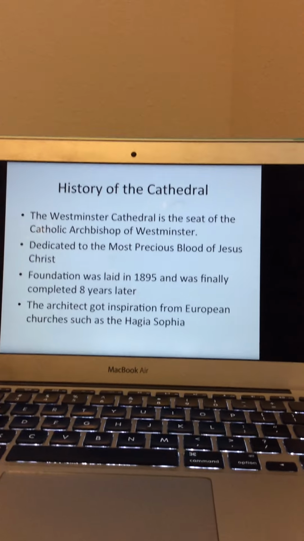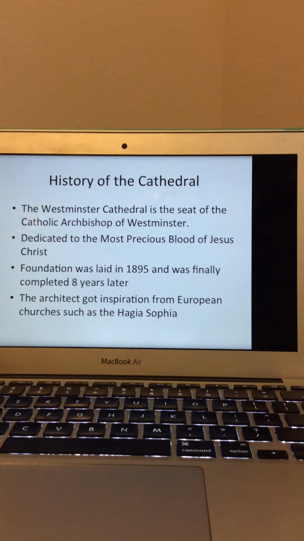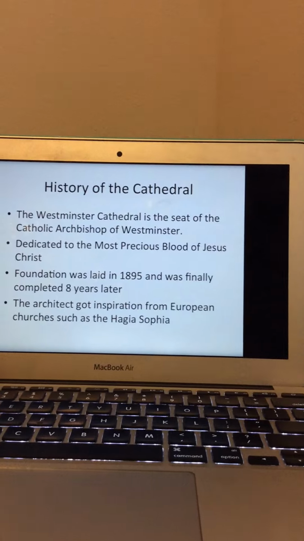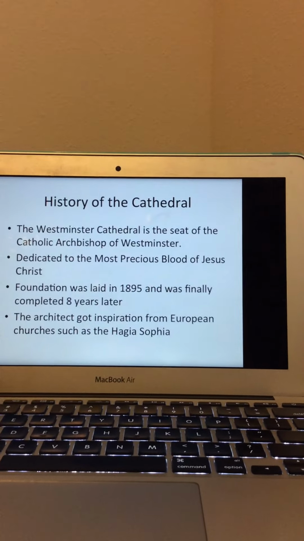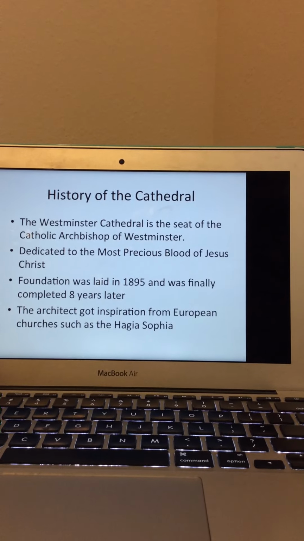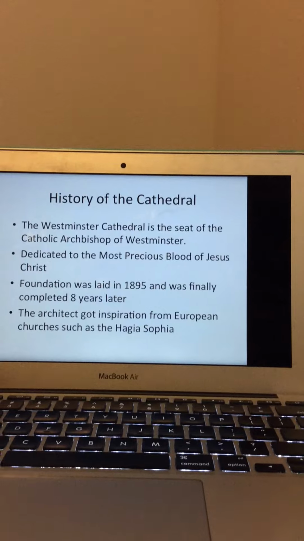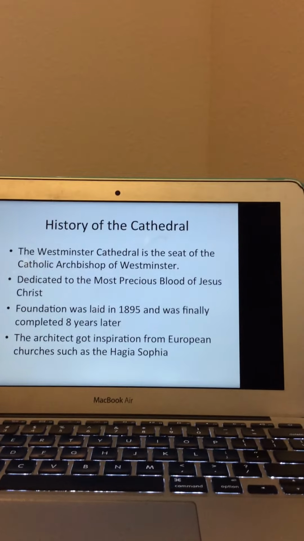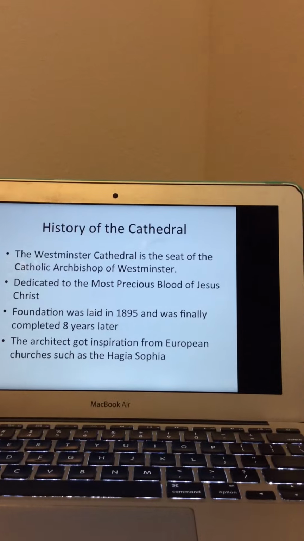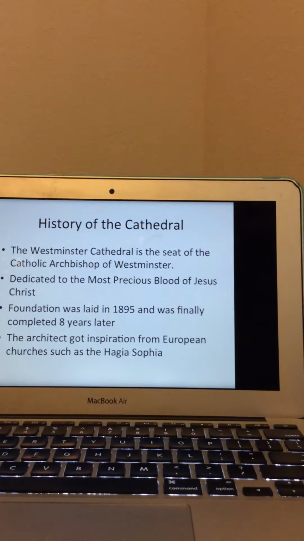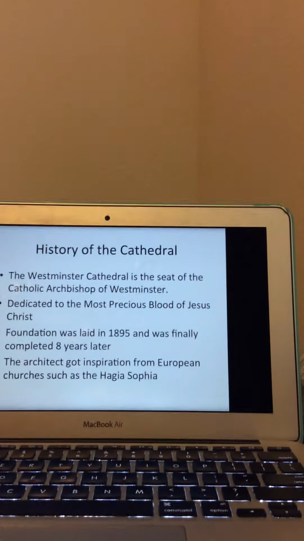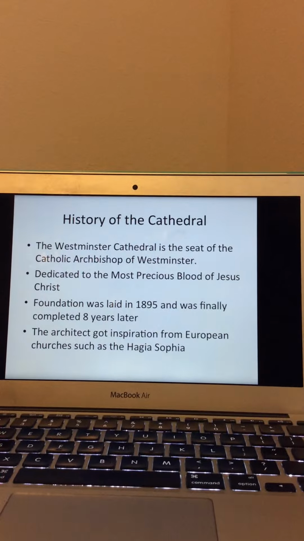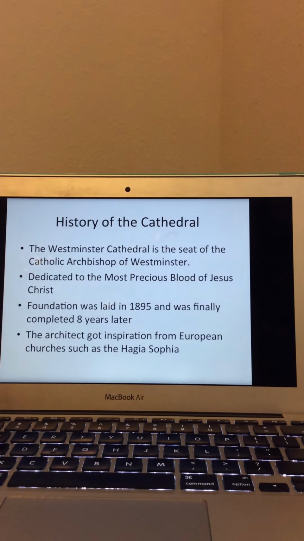The history of the cathedral is: the Westminster Cathedral is the seat of the Catholic Archbishop of Westminster. It's dedicated to the most precious blood of Jesus Christ. The foundation was laid in 1895 and was finally completed 8 years later. As said before, the architect got inspiration from the European churches.